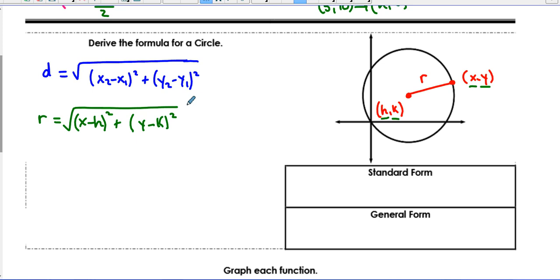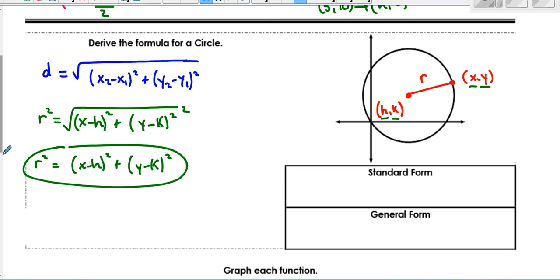I can square this side, which means I square this side. So I get that r squared equals x minus h squared plus y minus k squared. And this is the formula for my circle. So radius squared equals x minus h squared and y minus k squared.